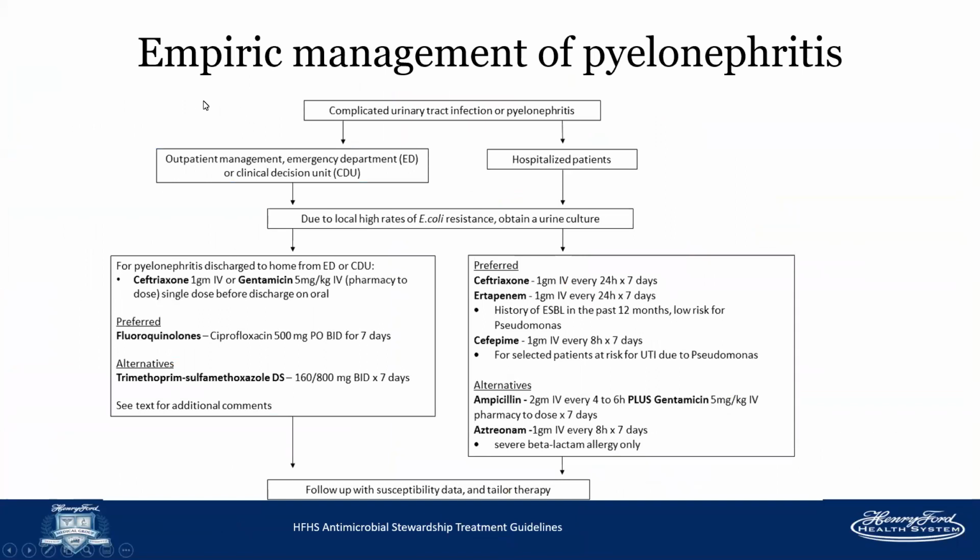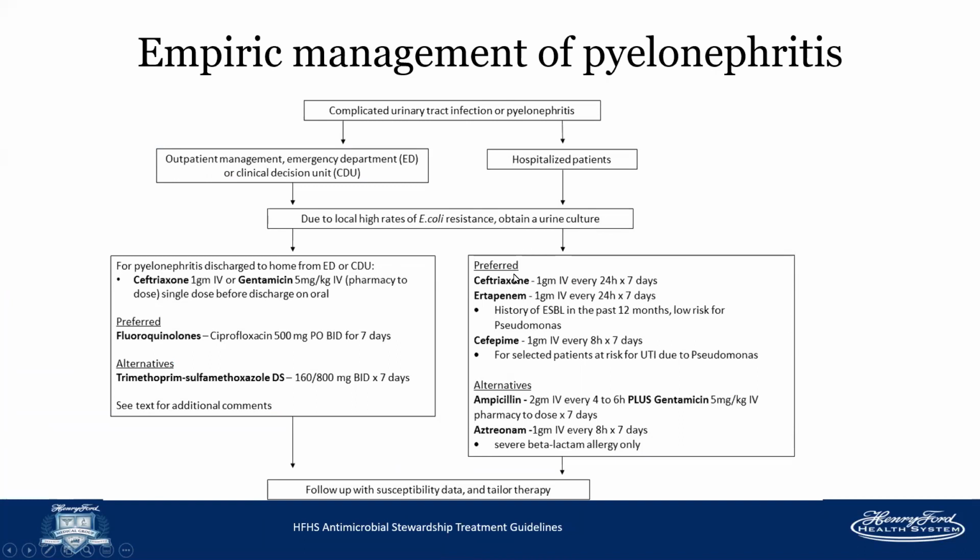Coming to empiric management of pyelonephritis. If you have someone with a complicated urinary tract infection or pyelonephritis, on this side is outpatient management or the clinical decision unit. Due to our local rates of E. coli resistance, we do recommend obtaining a urine culture. Then you can start ceftriaxone, 1 gram IV, or gentamicin. But if they don't have any allergies to beta lactams, such as ceftriaxone, I would just do ceftriaxone.